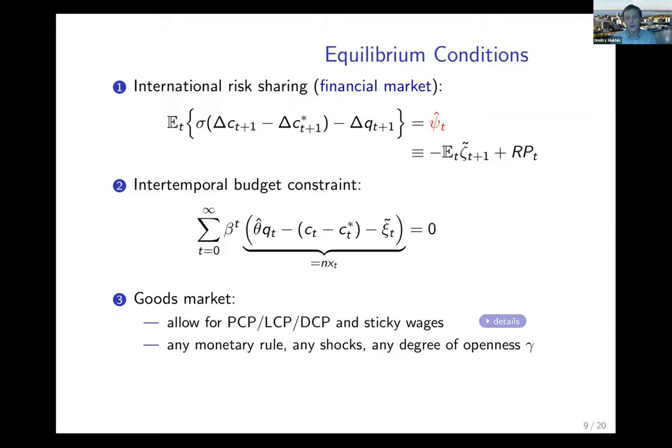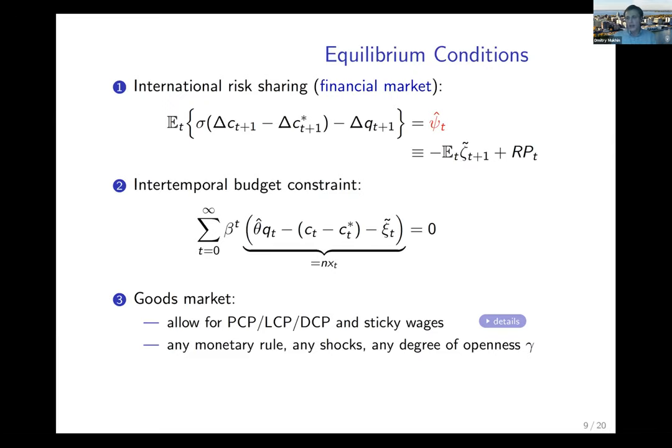And the third equilibrium condition comes from the goods markets. So this is some form of New Keynesian Phillips curve, and it depends in general on the details of the model. It depends on whether we have sticky wages, whether we have sticky prices, whether the prices are sticky in the local currency or producer currency. So that's why it's hard to write down one particular form of this equilibrium condition, but it turns out that for our results, it doesn't really matter. So we can allow for arbitrary price stickiness or wage stickiness in our model.